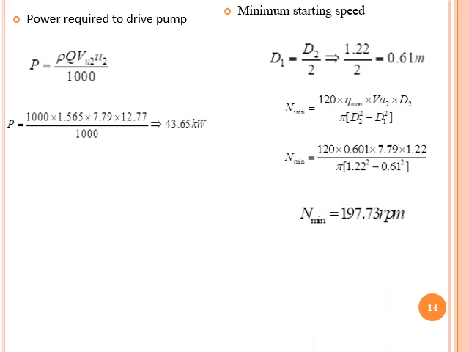So now we are getting the minimum starting speed is equal to 197.73 rpm. That means in order to get the discharge from a centrifugal pump, we need to run the pump at a minimum speed of 197.73 rpm.